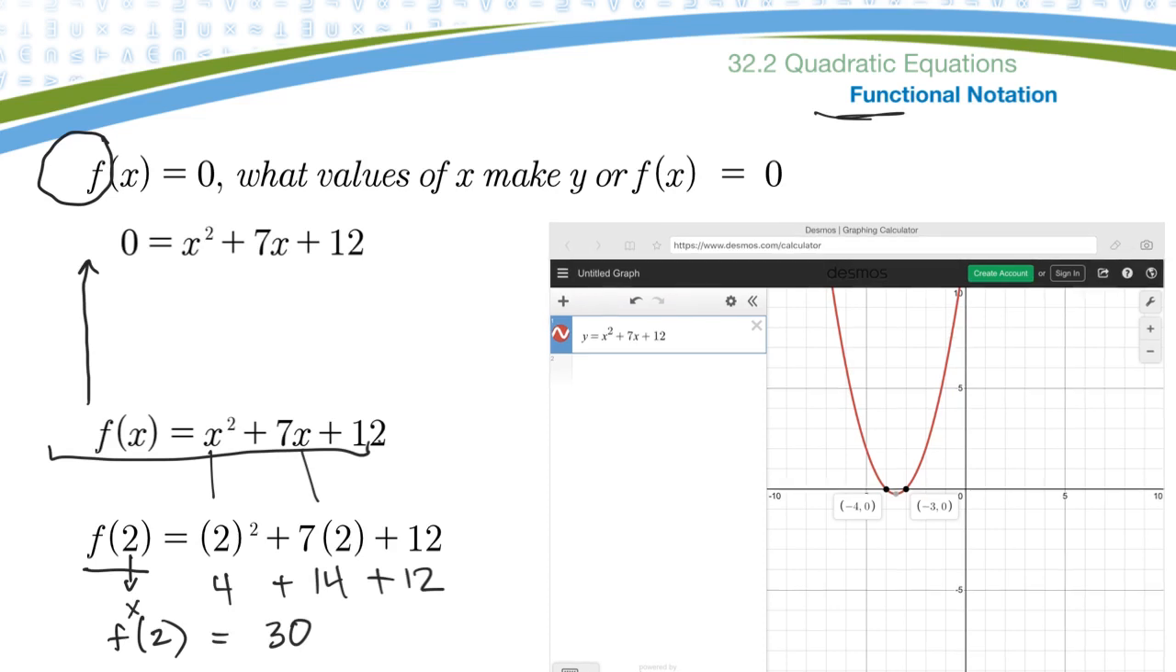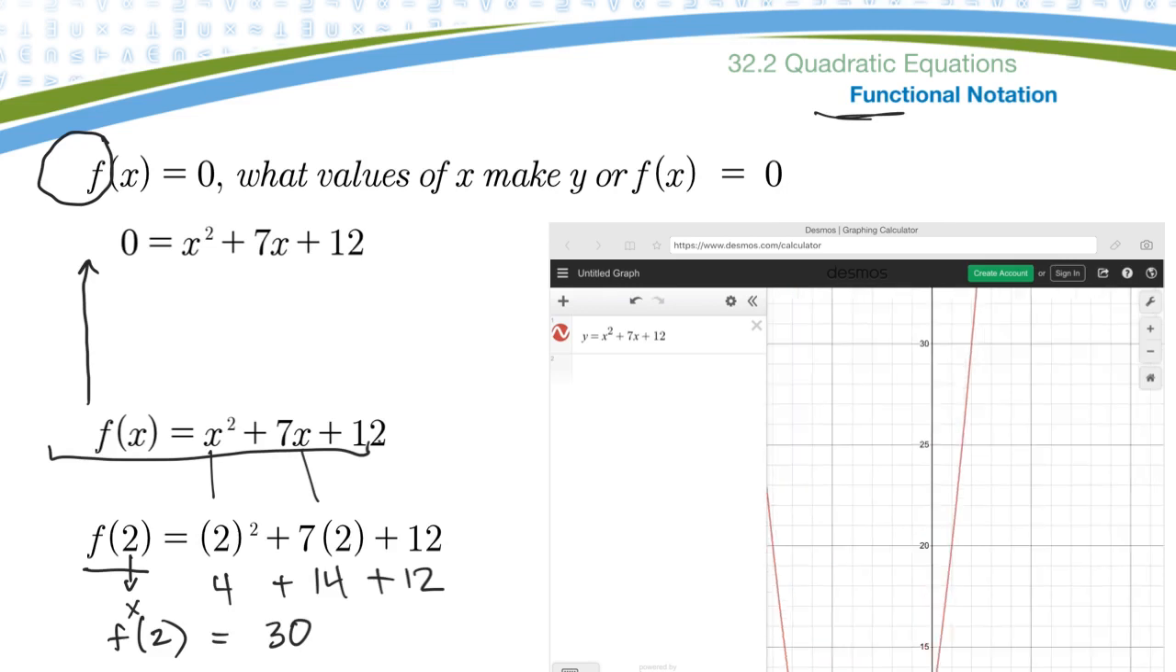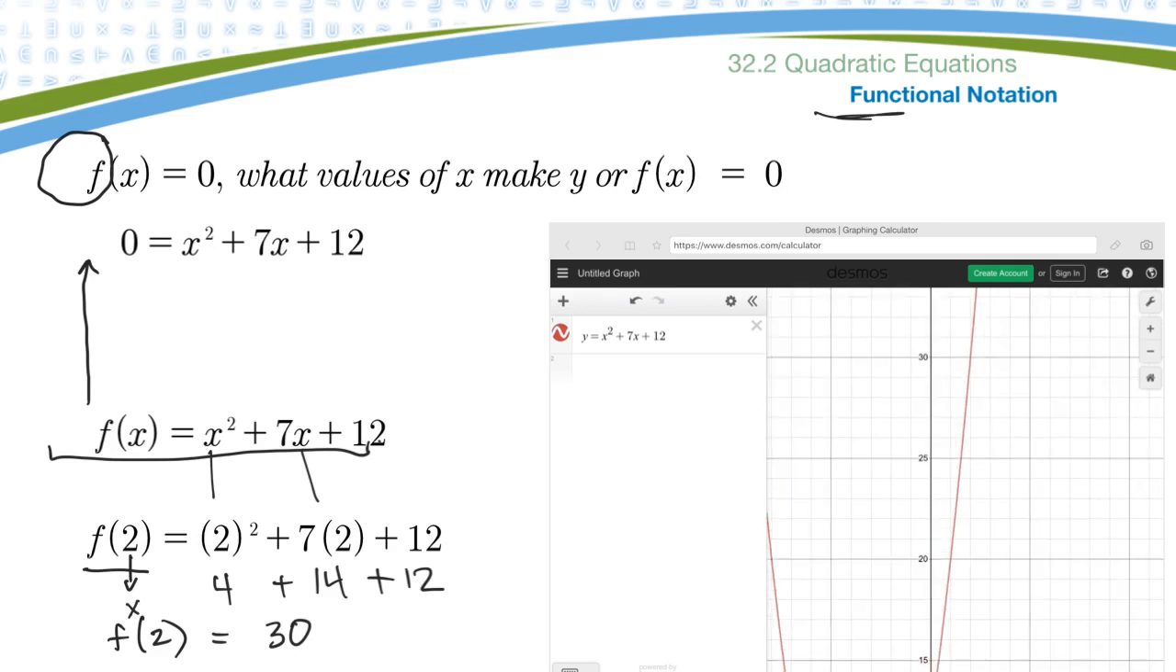Now, let's see if that's right. Like x is 2, you find where x is 2, right up there. Yeah, you see it? So x is 2, 1, 2, and the y value is up 30. Okay, so that's what those two things mean with functional notation. So now, the next four things that we're going to do is to try and solve this equation mathematically.